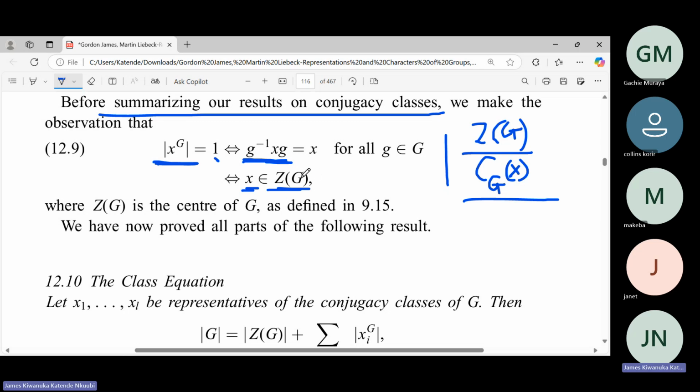And that is only one way. It's a two-way. You can see that this symbol means the two are equivalent. So also if X is in the center, then the conjugacy class of an element in the center will have exactly one element.